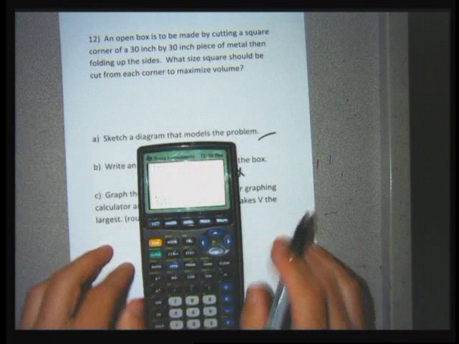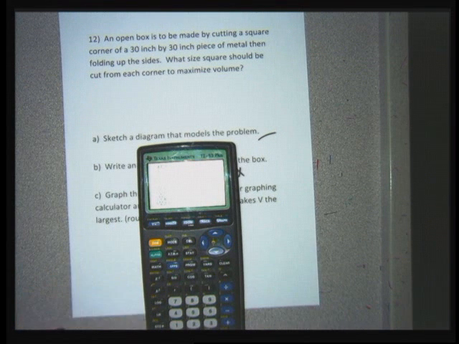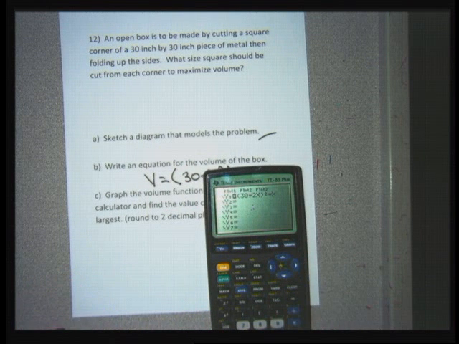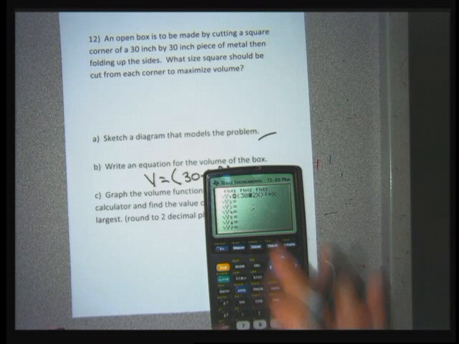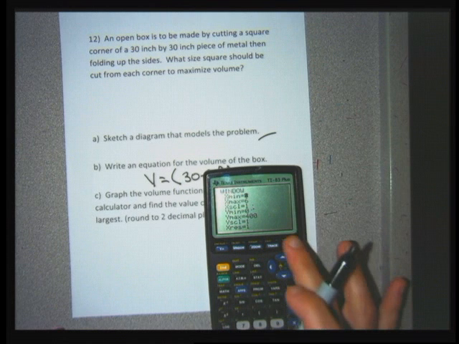So hit y equals. It's easy just to change the 12 to a 30. Everything else in the equation is the same, so I didn't even need to clear out the equation. I just typed over the equation. I'm going to leave the window the same. If I don't see a maximum, I'm going to change my y max.